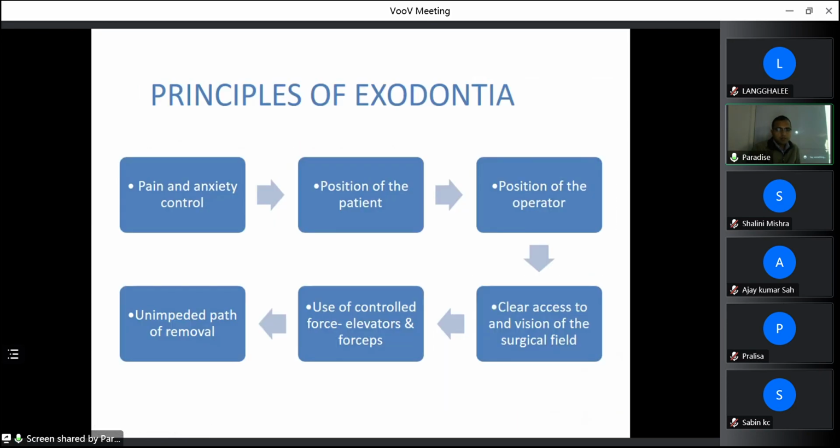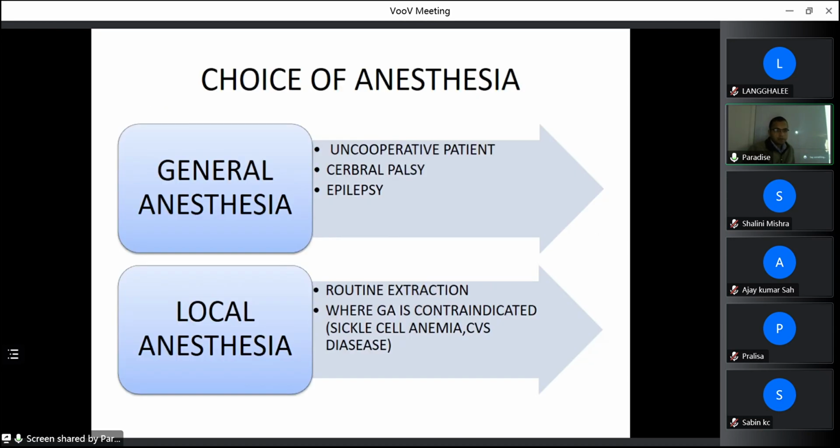The principles of exodontia are: first, pain and anxiety control; then position of the patient; position of the operator; clear access and vision of the surgical field; use of controlled force with elevators and forceps; and finally an unimpeded path of removal. Usually we prefer local anesthesia for extraction of teeth, for routine extraction. In some cases, if the patient has some cerebral issue, like an uncooperative patient, cerebral palsy, or if the patient is epileptic, then you have to go for general anesthesia.